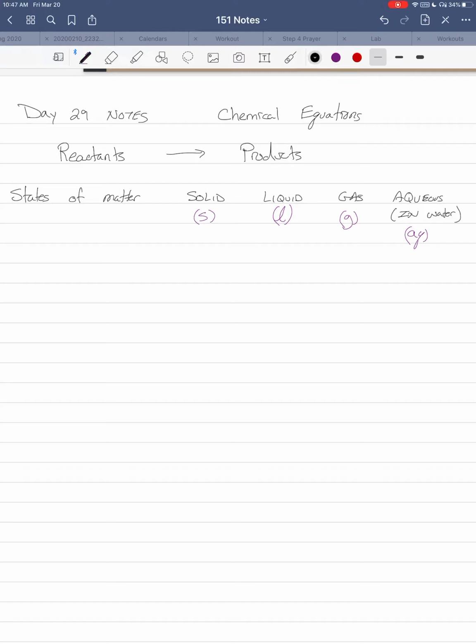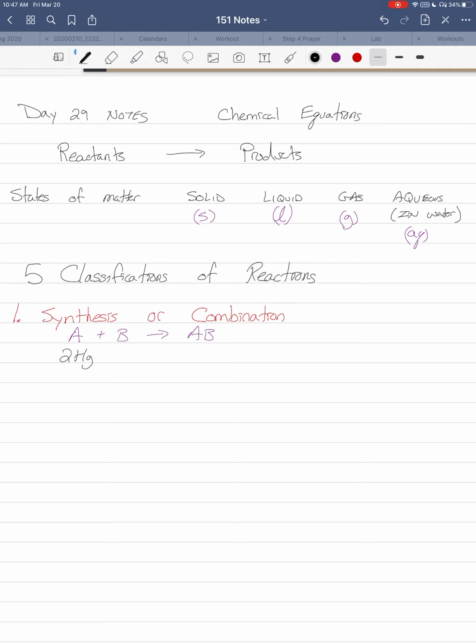Now, there are 5 classifications of reactions, which we'll do. First one is synthesis or combination. You're making something. This would be like A plus B yielding AB. An actual example would be hydrogen gas plus oxygen gas yielding water. It's going to be a gas usually.